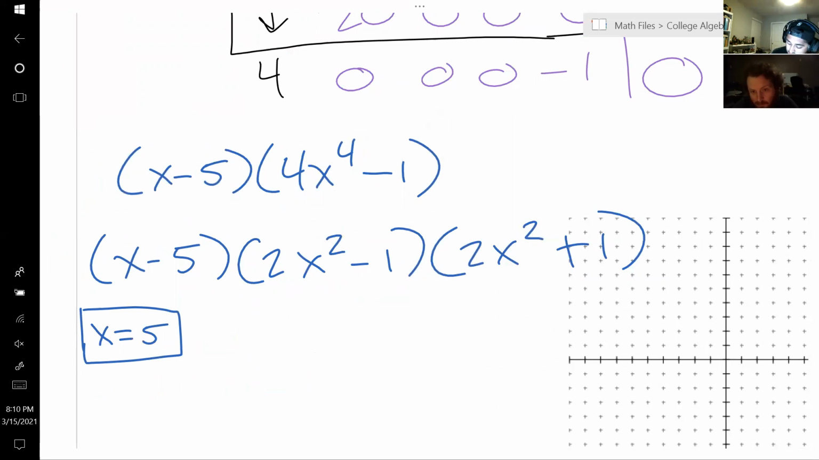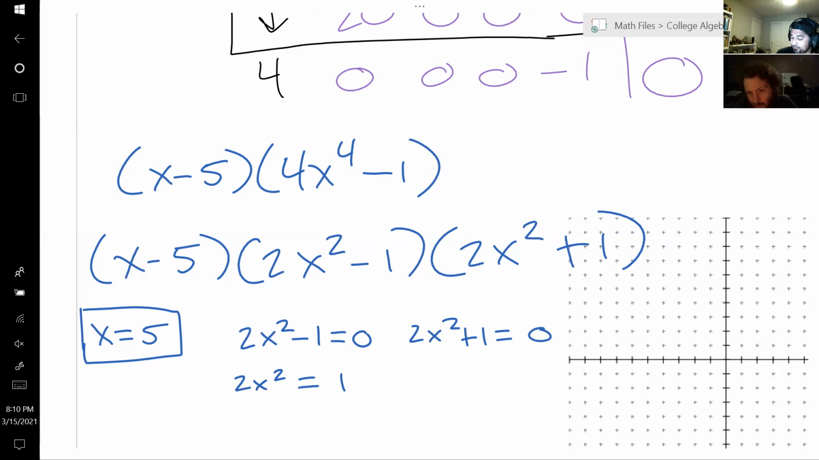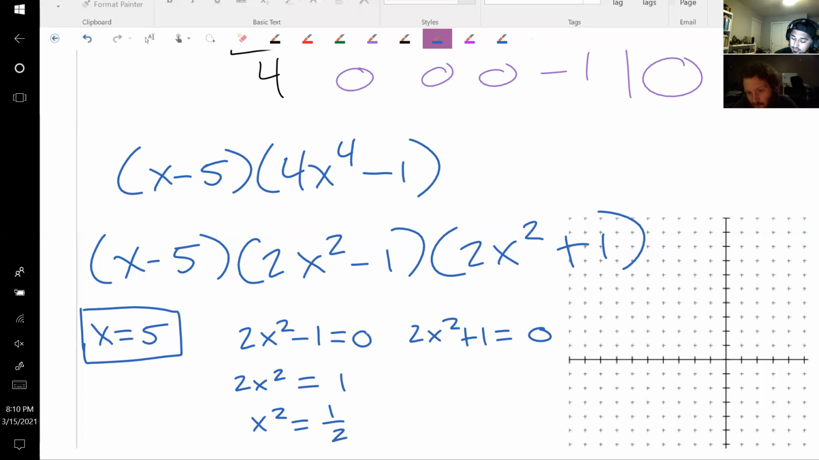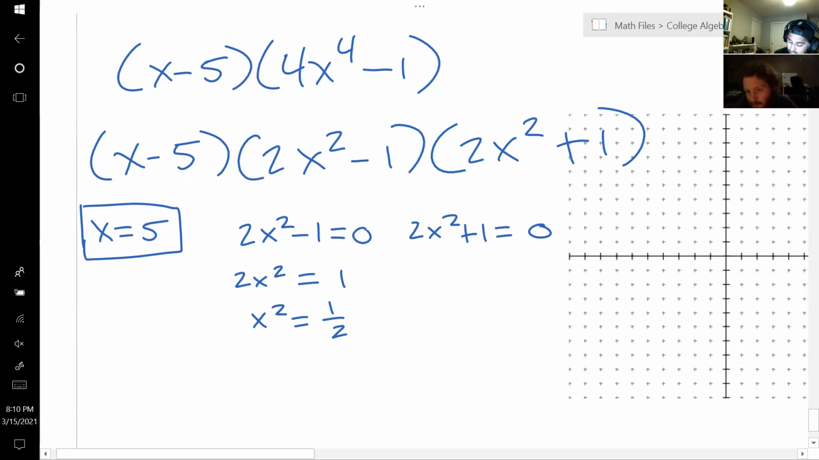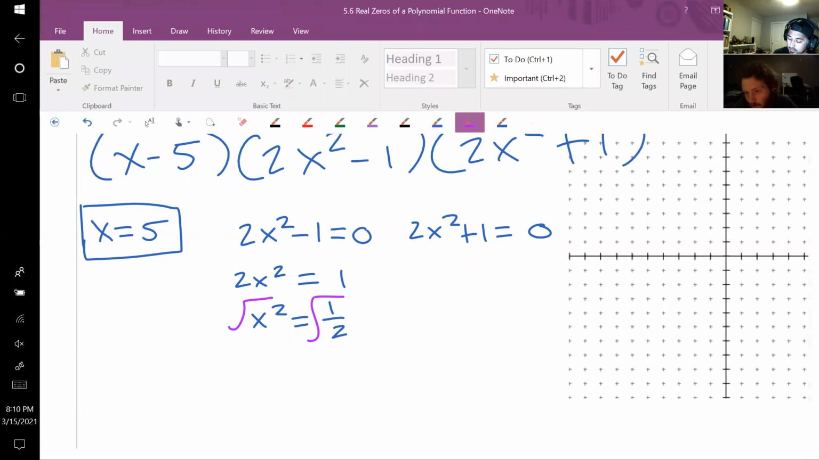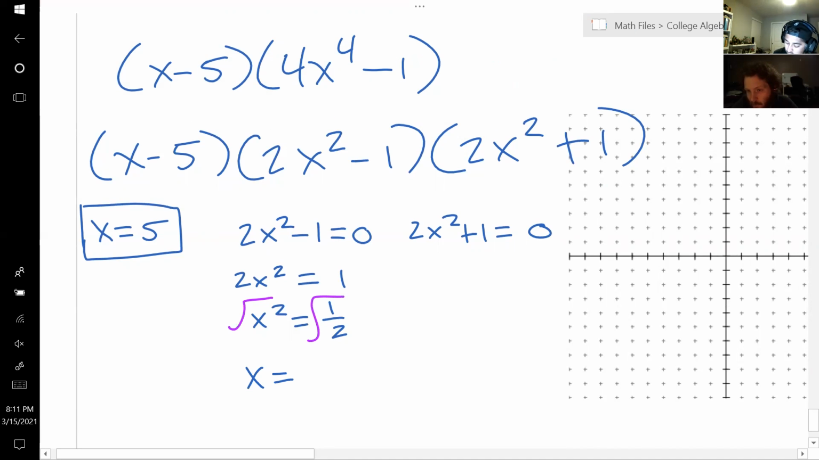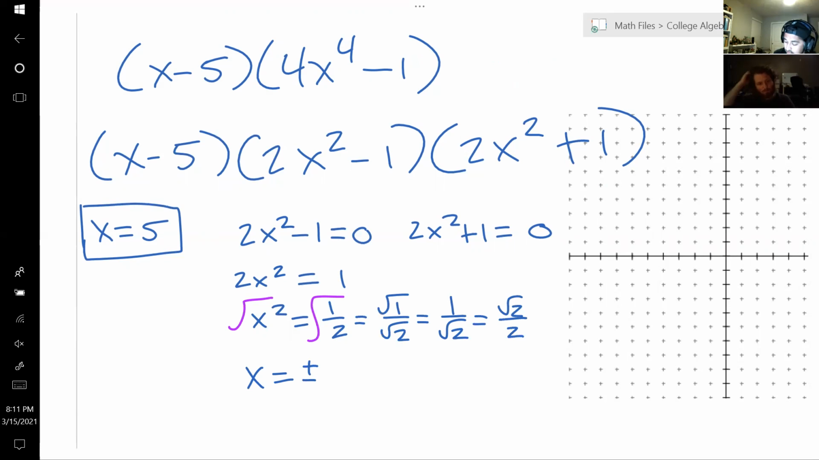Next ones are going to be a little bit tougher. 2x squared minus 1 equal to 0, and 2x squared plus 1 equal to 0. Solve for x on these. 2x squared equal to 1. Divide by 2. x squared equals 1/2. But then you have to square root both sides, and we're going to get x equals plus or minus square root 1 over square root 2, which becomes 1 over the square root of 2, which becomes square root of 2 over 2.